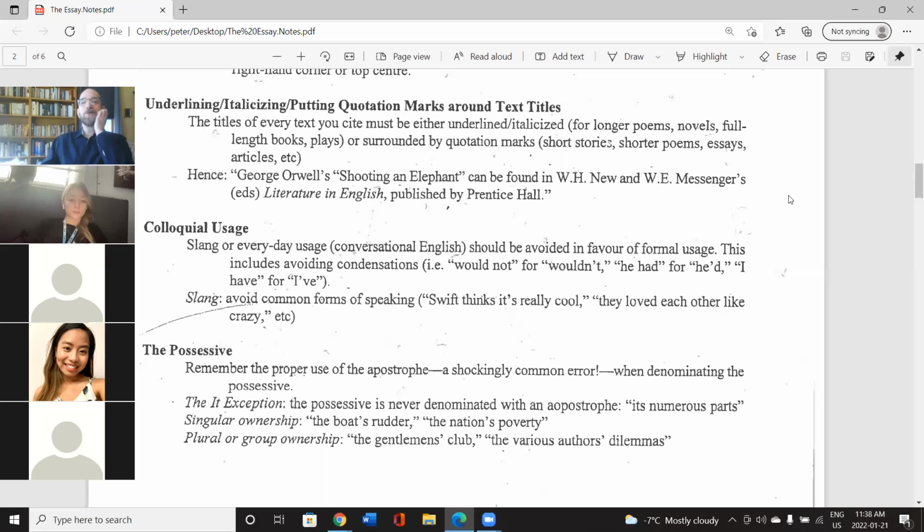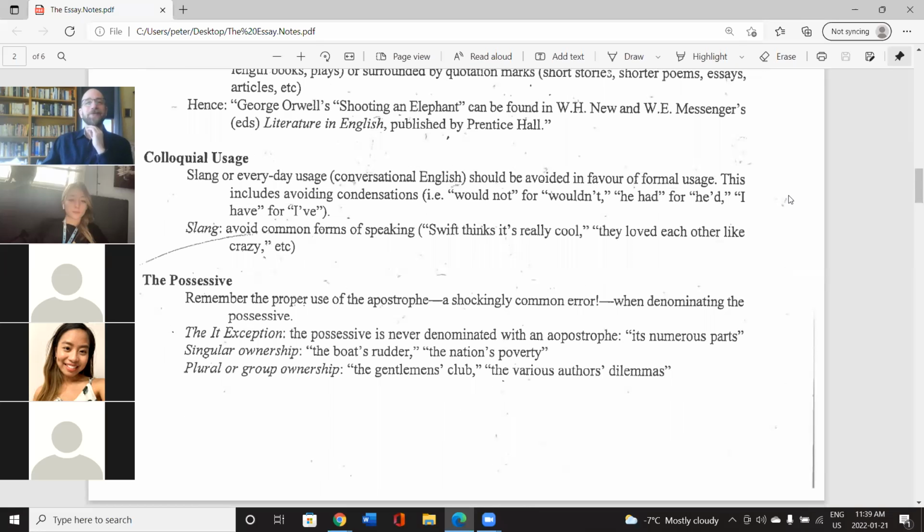Just a quick note on slang or everyday usage. Your essays are formal pieces of writing. Avoid using language that is inappropriate to the text, anachronistic language, contemporary or present-day slang. Always use formal language as appropriate to the text you're dealing with. Avoid conversational English, the kind of language you use with your friends at the pub, in favor of formal language.